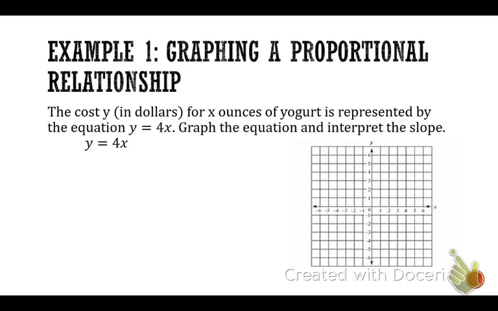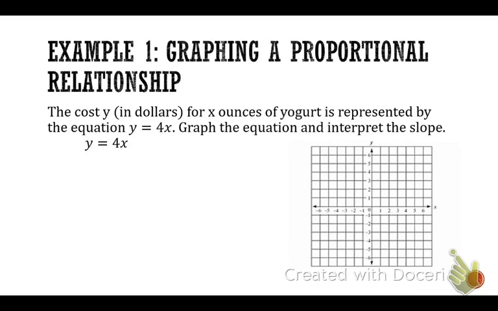All right, here we go, guys. Hey, we are going to graph this. You can do it on your paper. We are going to graph this, guys. Pay attention. The cost, Y, in dollars for X ounces of yogurt is represented by the equation Y equals 4X. Graph the equation and interpret the slope.